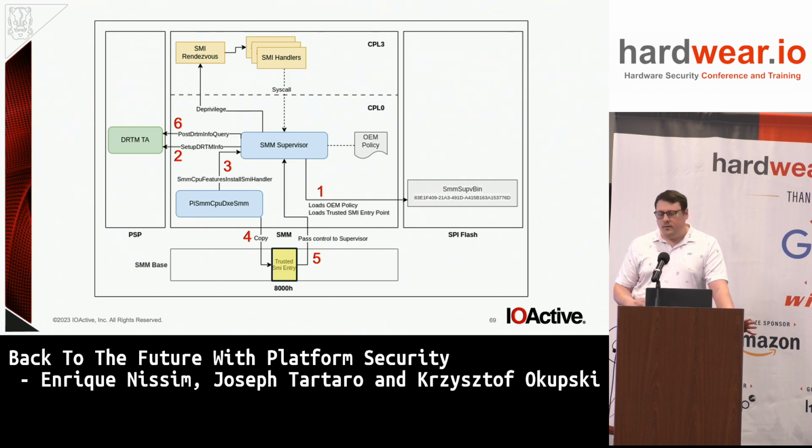If all is good and everything passes, it will now deprivilege itself. It's going to call into the SMI rendezvous block, which is running in CPL 3, and that is now going to continue execution to all of your normal OEM SMI handlers. So now you'll see that is essentially the isolation and the deprivileged portion. All the handlers are now running under CPL 3, and if they ever need to do any sort of privileged process, they now communicate through a new syscall interface to the supervisor.